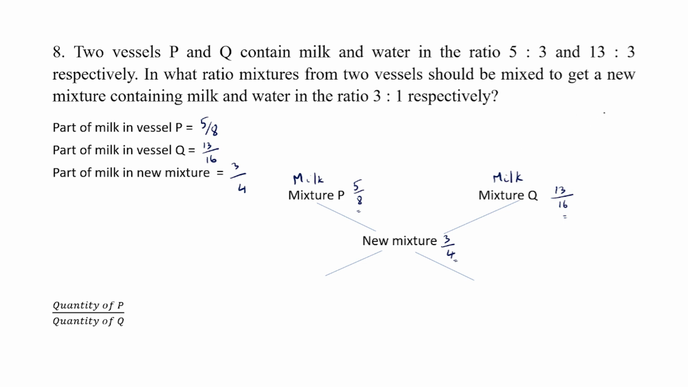So here the LCM of 4, 8 and 16 is 16. So 5/8 is nothing but multiplied by 2/2, so it is 10/16. Here the denominator is already 16, so we can leave it as it is. Here 3/4 is nothing but multiplied by 4/4, so it is 12/16. So here we have 13 minus 12, that is 1/16, and here we have 12 minus 10, which is 2/16.